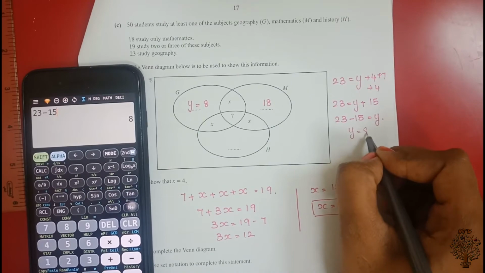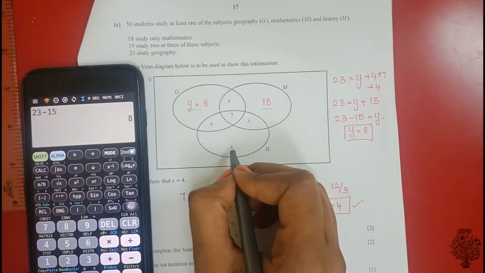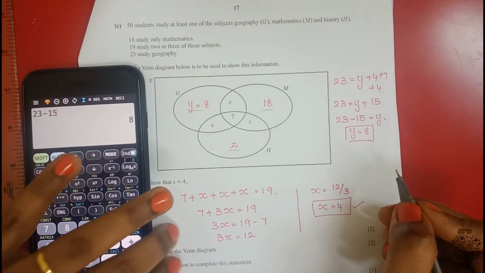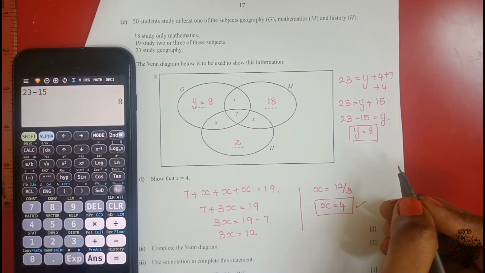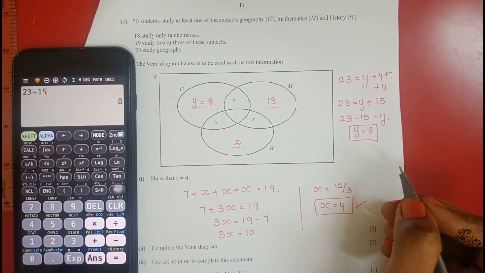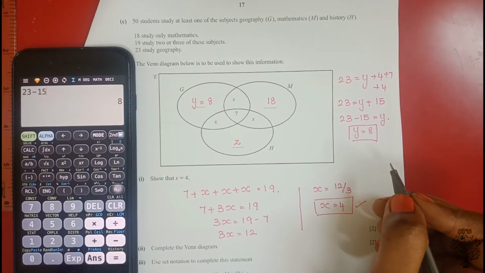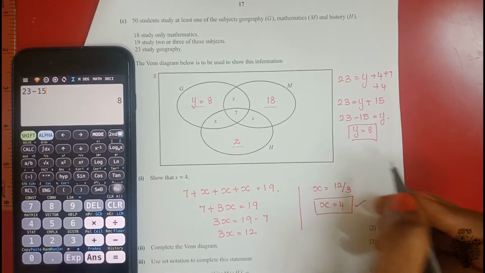Okay. Now the next one, let me name this as z. We have to find z. How to find this? Total is 50 students. So now I have total as 50 students. I'm just going to find z.